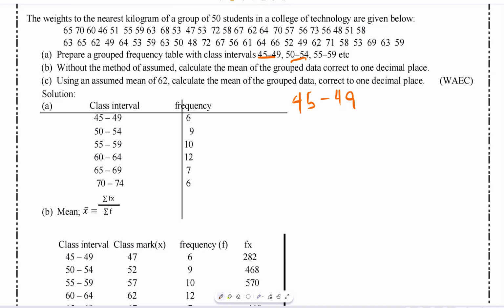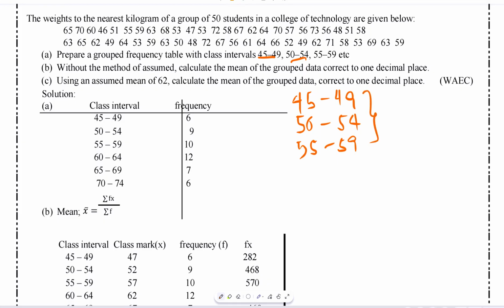So this will be what? 50 to 54. And what type of data is this? The next one is what? 55 to 59. Are you seeing that now? 55 to 59. Do you understand what I'm trying to say now? 55 to 59. You can see what type of data this is.